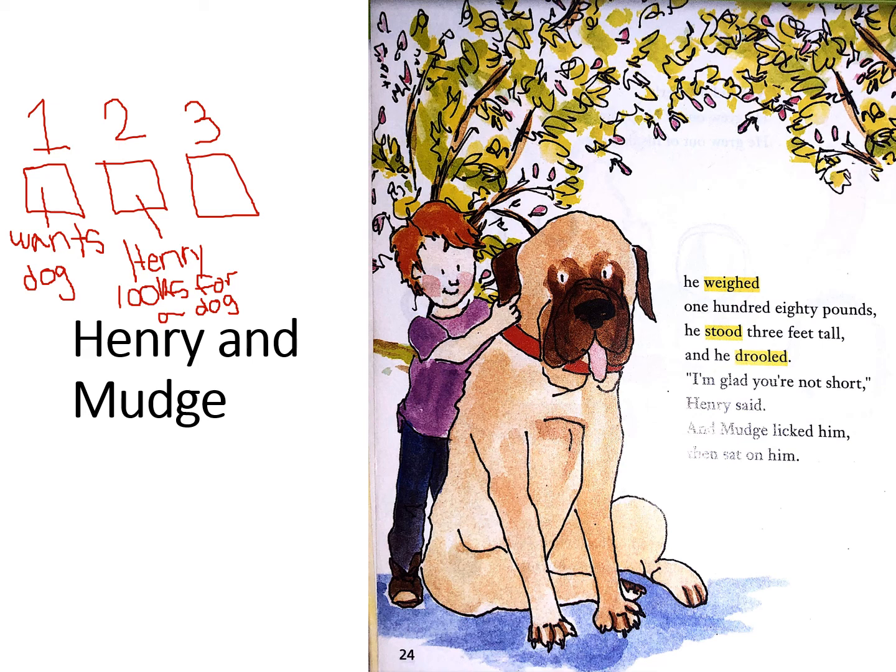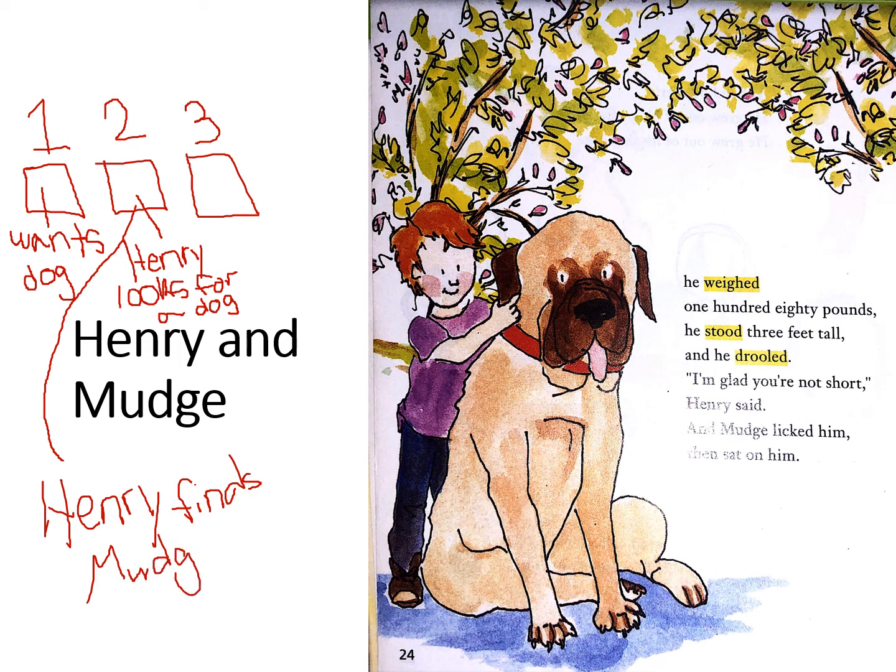You could also write, if you want, Henry finds Mudge. You could also write this. You don't have to write both of these, but this is also another way that you can write it. So Henry wants a dog, then Henry looks for a dog, or Henry finds Mudge. He finally finds the perfect dog.